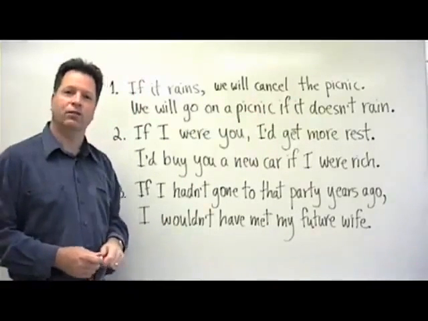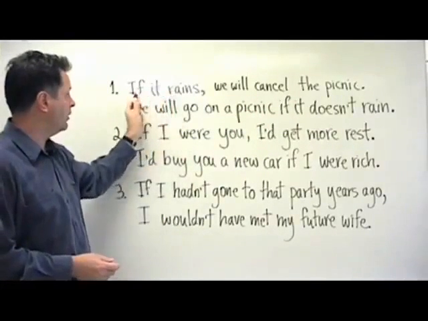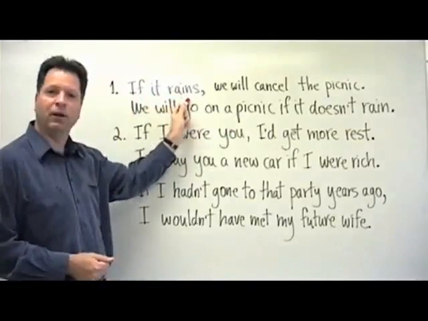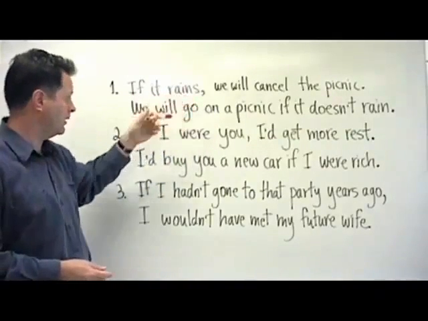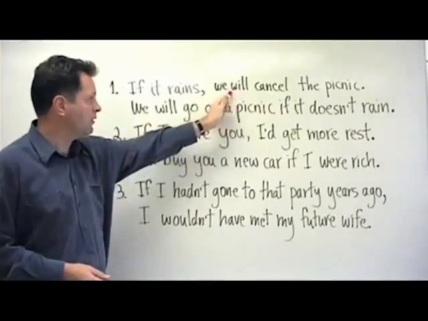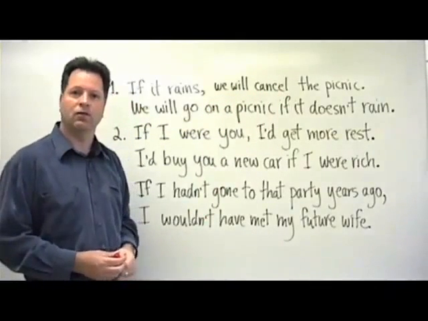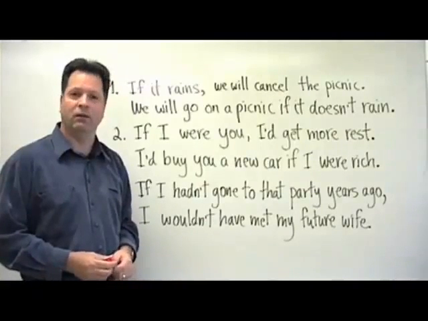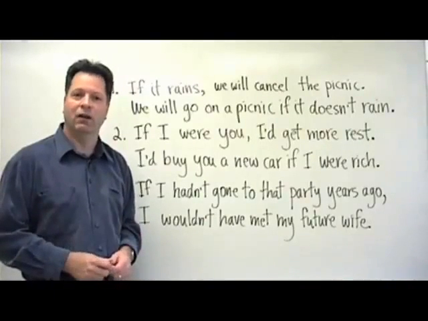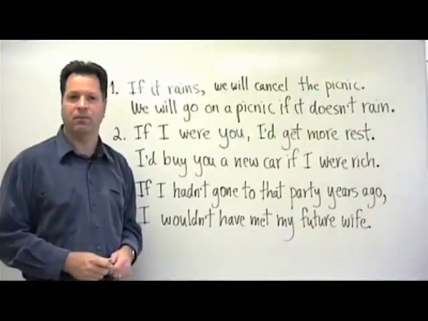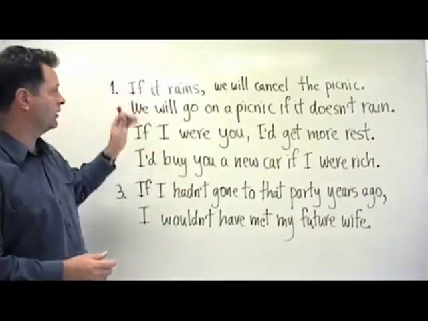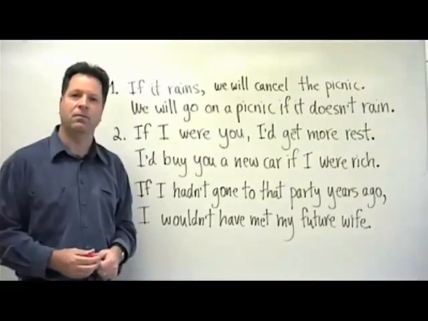Now take a look at these verb tenses. In the if clause, we have the simple present. Notice that? It's still indicating a future. And then we have the simple future over here: we will cancel. So the idea is it could rain. There's a possibility of it. It's probably going to happen. And so we use the first conditional, or the probable conditional.